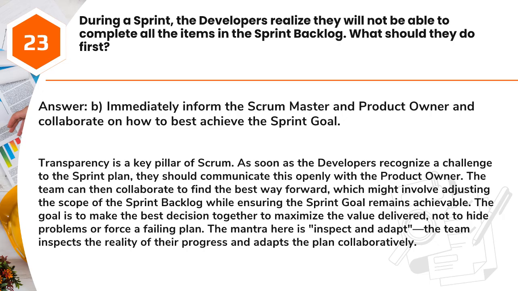Transparency is a key pillar of Scrum. As soon as the developers recognize a challenge to the sprint plan, they should communicate this openly with the product owner. The team can then collaborate to find the best way forward, which might involve adjusting the scope of the sprint backlog while ensuring the sprint goal remains achievable. The goal is to make the best decision together to maximize the value delivered, not to hide problems or force a failing plan. The mantra here is, inspect and adapt. The team inspects the reality of their progress and adapts the plan collaboratively.